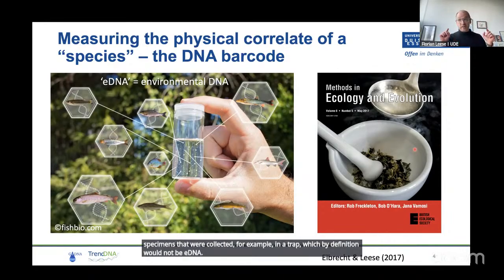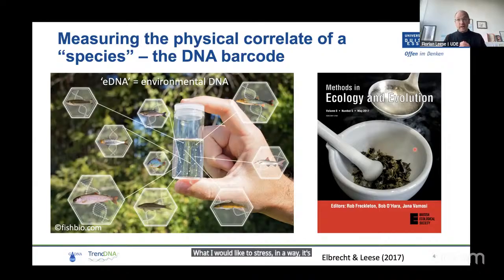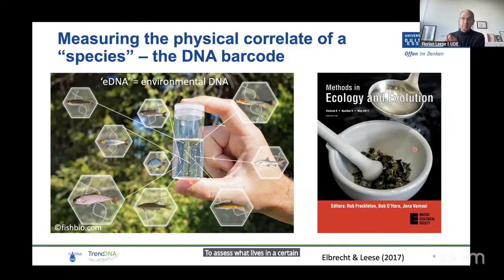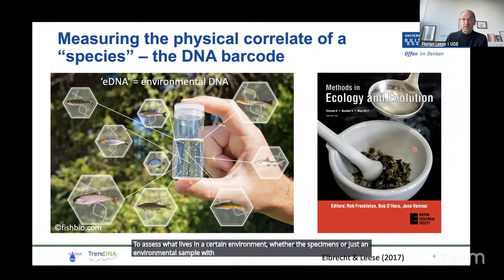What I would like to stress, in a way, is that it's all semantics. When does environmental DNA start and what is a bulk sample? What we are interested in is using DNA methods to assess what lives in a certain environment, whether the specimens or just an environmental sample with the specimens and traces within.